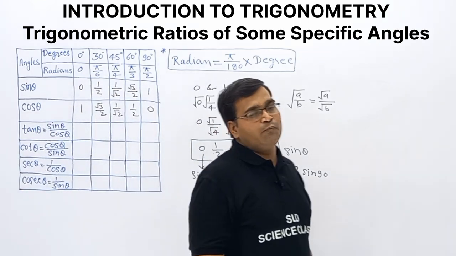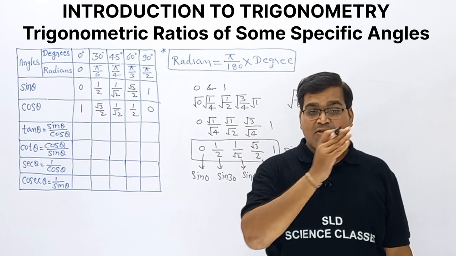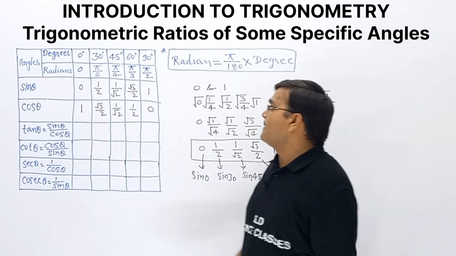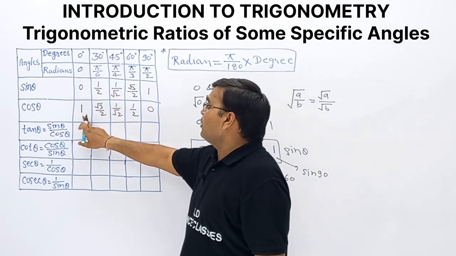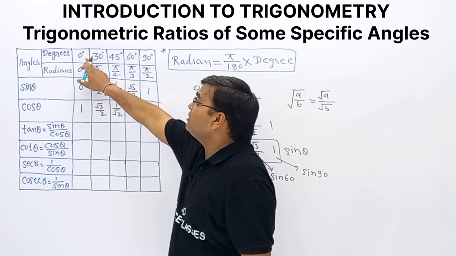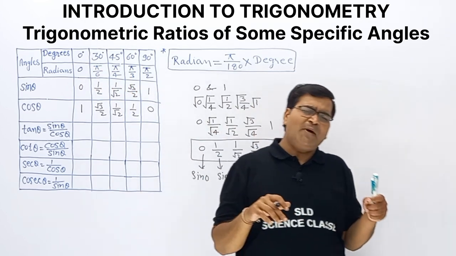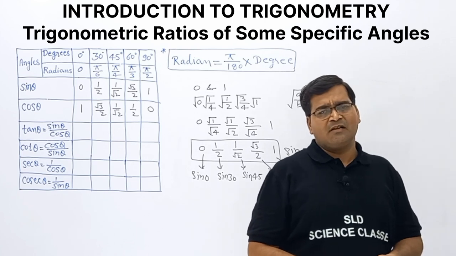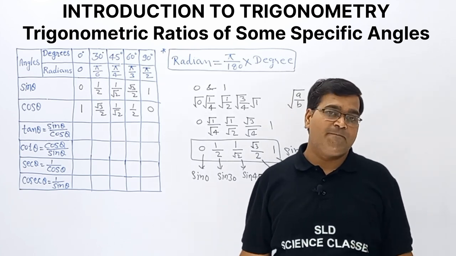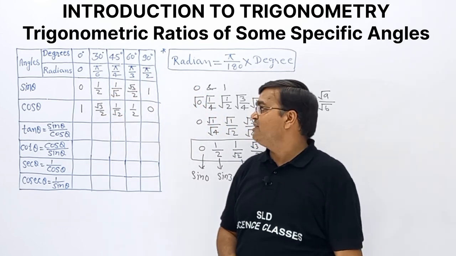Sin theta varies from 0 to 1, its value increasing, but cos theta's value decreases from 1 to 0. Once we talk about these angles only, once the angle is increased, we can find other angles also. Clear? 180 degree, 270 degree, 360 degree. But in our syllabus we are having 0 to 90, so we are discussing only these things.